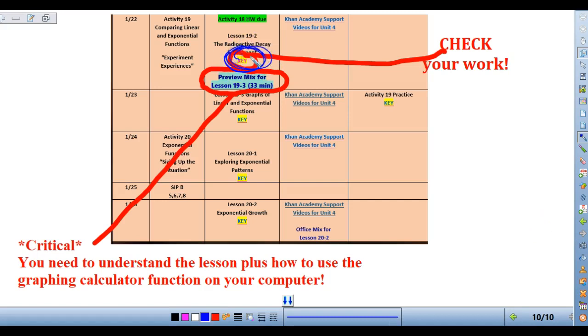And then I need you to invest some time on this preview mix for tomorrow because it's long, but not only do you need to understand the concepts, you also need to know how to use the graphing calculator on your computer. So I walk you through that in that mix also. So please spend the time being individually focused on what you need to get done so you don't get buried, and then we can pick it up from there tomorrow.